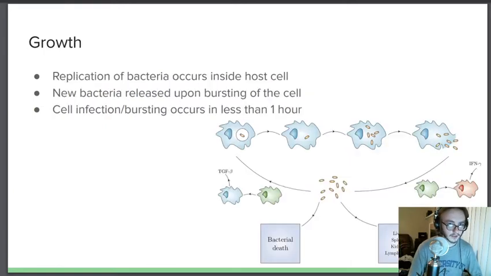Replication of bacteria occurs inside of a host cell. A bacteria will infect the cell and then will continue to create more bacteria within the cell until the cell eventually bursts, releasing all of that bacteria. This cycle takes about 1 hour to complete from infection to bursting, allowing for very rapid infection of a host with bacteria.